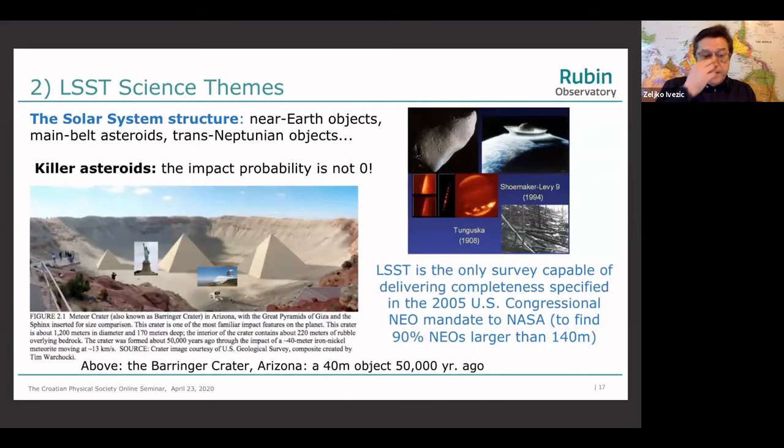In addition, LSST will also be the most efficient finder of dangerous asteroids, of killer asteroids. Indeed, it is the only ground-based survey that can get even close to the limit set by US Congress to NASA to find 90% of near Earth asteroids larger than 140 meters. That's the limit that causes big tsunamis. And above this limit, the number of deaths in the world would be large. So that's another program that we will be undertaking.